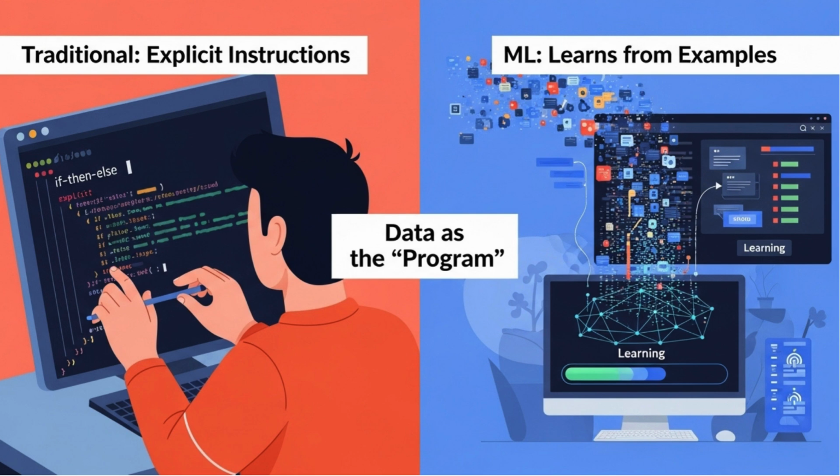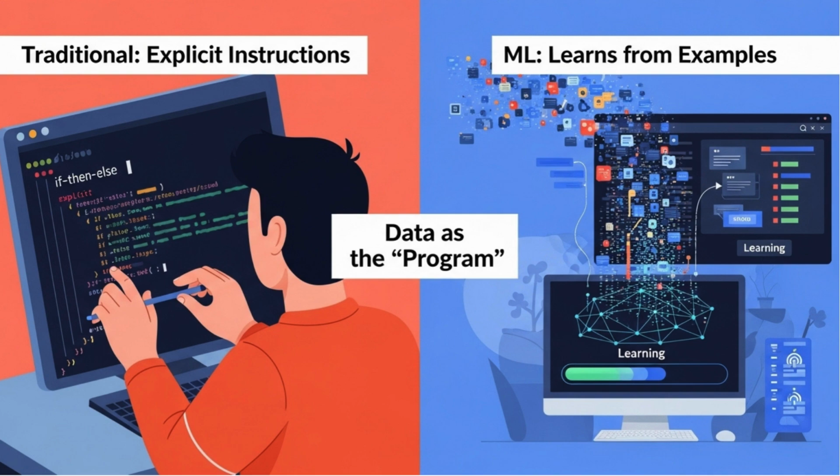In traditional programming, you, the developer, write explicit, step-by-step instructions for the computer to follow. For example, if you're building a spam filter, you'd code rules like, if subject contains free money, mark as spam. With machine learning, it's different. You feed the machine examples, thousands of emails labeled as spam or not spam, and the algorithm learns to identify the characteristics of spam on its own.